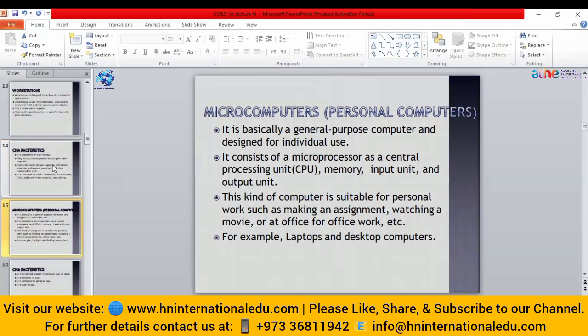Microcomputers, or personal computers, are basically general purpose computers designed for individual use. End users can use these computers. It consists of a microprocessor as the central processing unit, memory, an input unit, and an output unit. This kind of computer is suitable for personal work, such as whenever we have to make an assignment, watch a movie, or do our office work. There are different kinds of personal computers available in our surroundings. These are laptops, desktops, cell phones, MacBooks. These are the types of microcomputers.